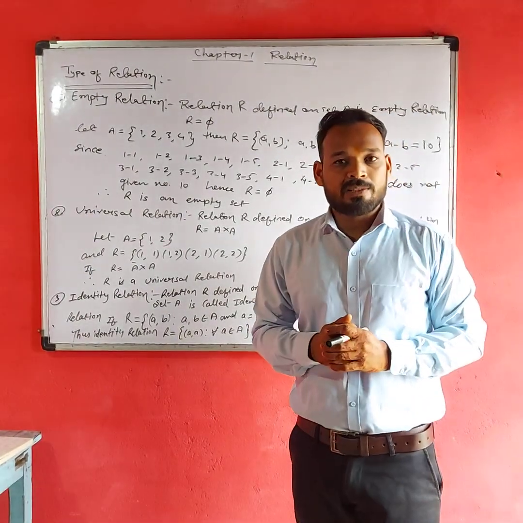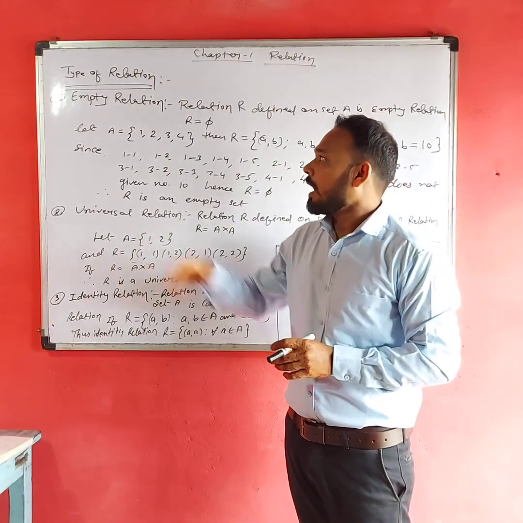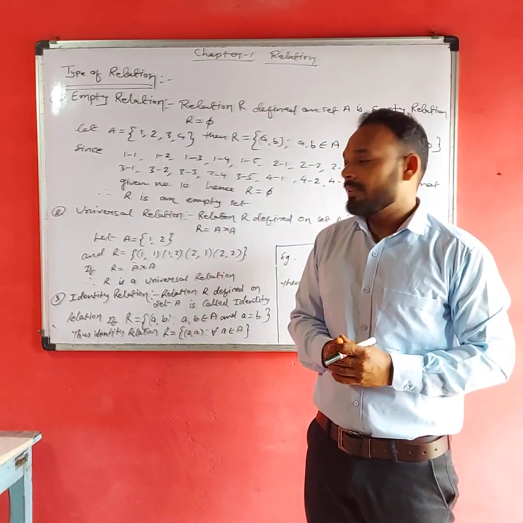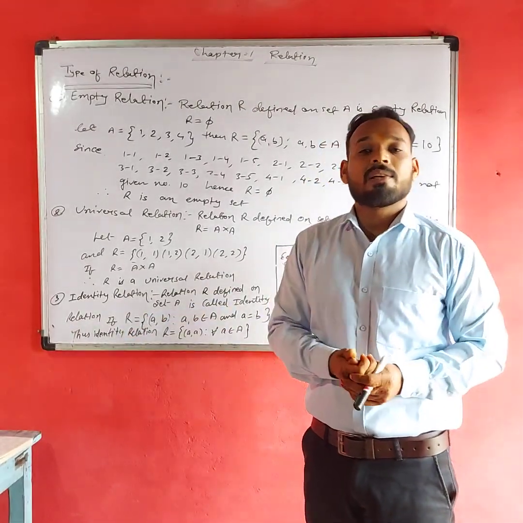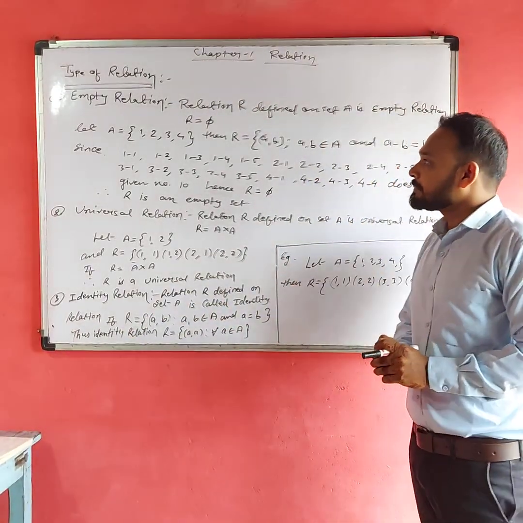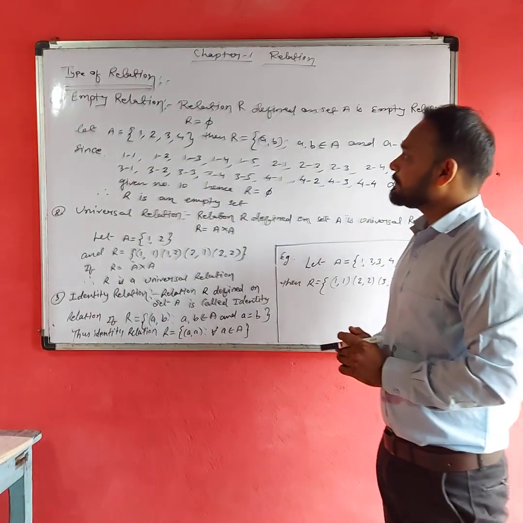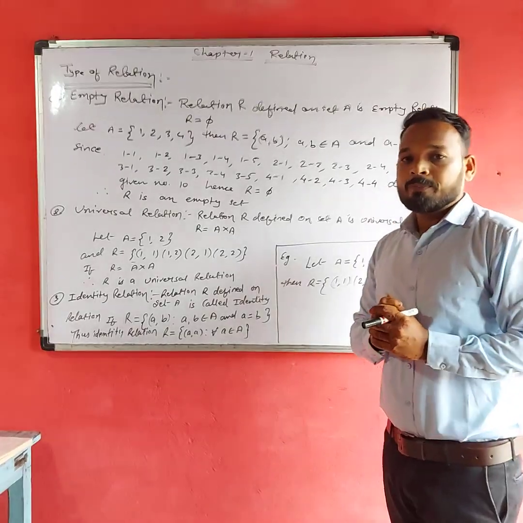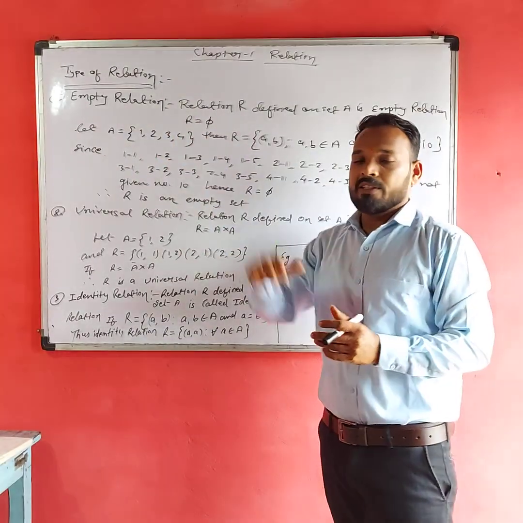How many types of relation? First, empty relation. Second, universal relation. And third, identity relation. Okay. Firstly, we will see the first relation, which means empty relation.